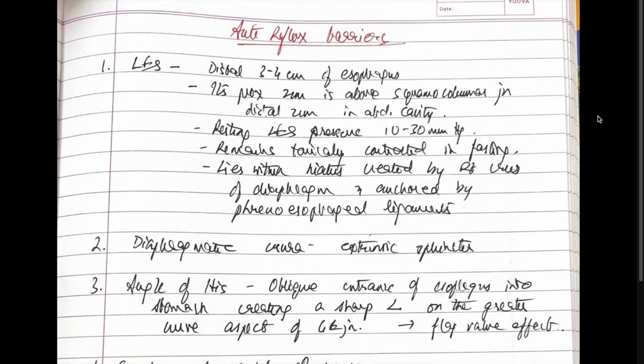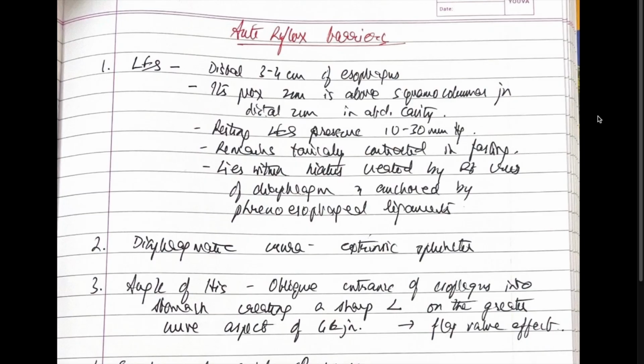Anti-reflux barriers. First, the lower esophageal sphincter. This is the distal 3 to 4 centimeters of the esophagus. Its proximal 2 centimeters is above the squamocolumnar junction, and the distal 2 centimeters is inside the abdominal cavity. The resting LES pressure is 10 to 30 millimeters of mercury. It remains tonically contracted in the fasting state. It lies within a hiatus that's created by the right crus of the diaphragm and it's anchored by phrenoesophageal ligaments.